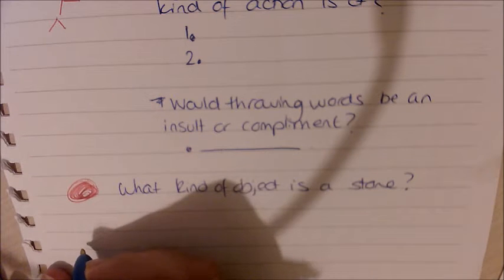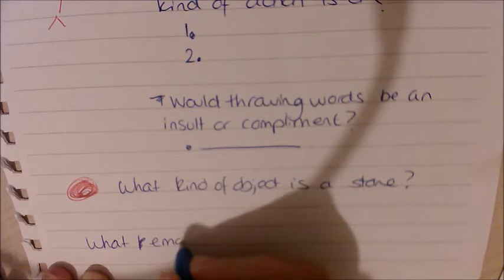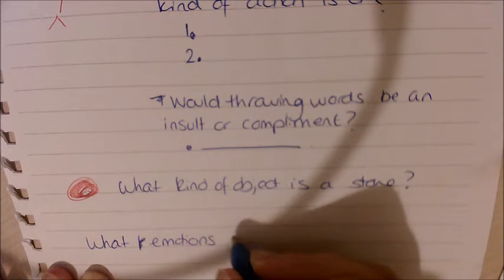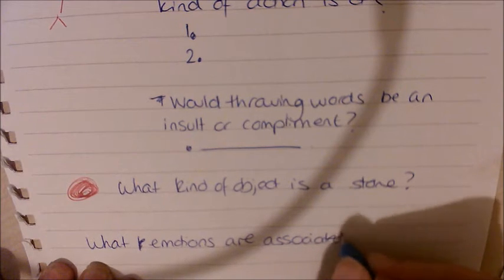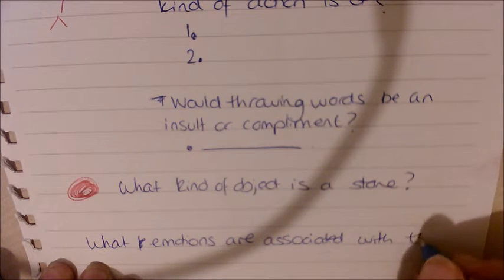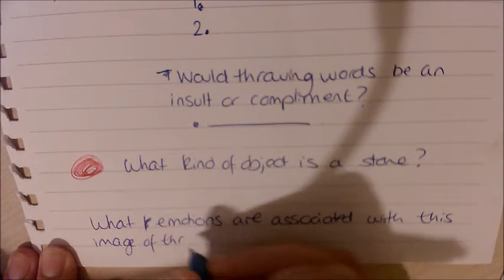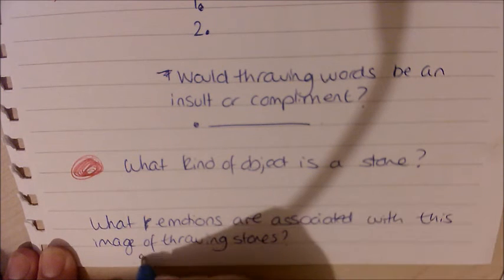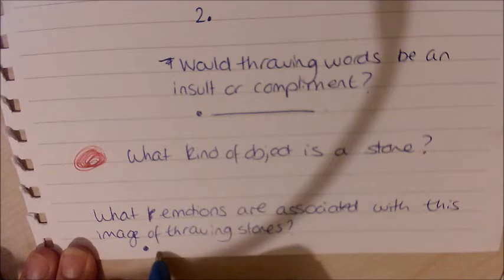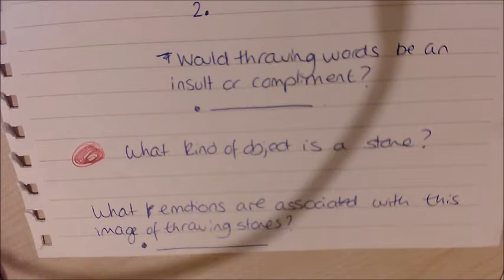So let's think about the emotions now. Emotions are associated with this image of throwing stones. That's really going to help us unpick how the narrator is feeling at the very beginning of this poem. Okay, so what emotions are associated with this image of throwing stones?